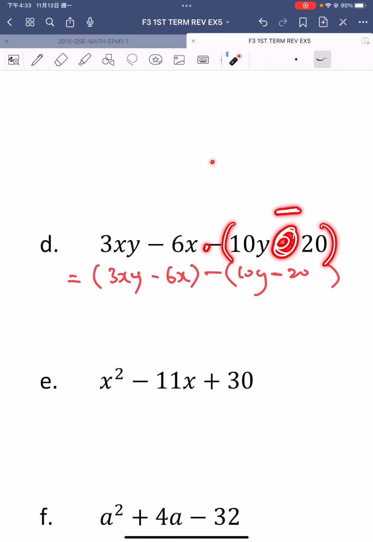We change it to negative. So positive changes to negative, negative changes to positive. Once again, when you're adding a bracket after the negative sign, you need to change the middle sign. Okay, so now we can take out a common factor.